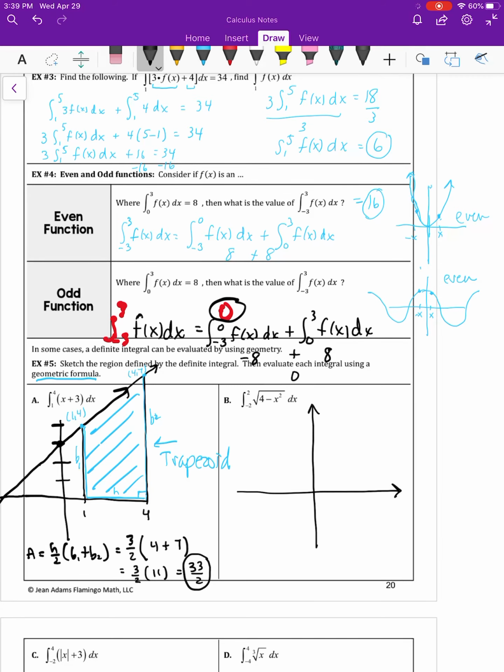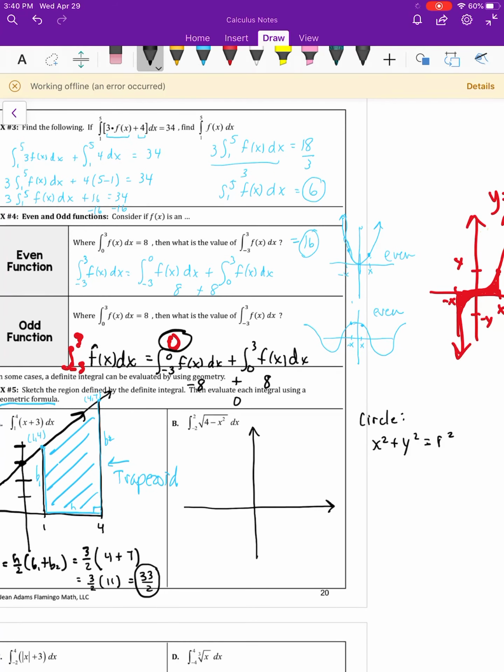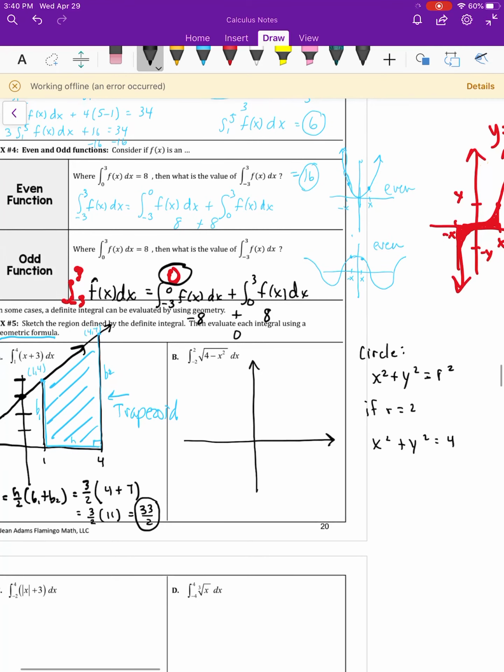All right, now this one is a little bit more difficult because you're probably thinking, I don't know what that is, but you actually do know what this is. If I had a circle, the equation of a circle is x squared plus y squared equals r squared if it was centered at 0, 0, right? And so let's say r is 2. It would be x squared plus y squared equals 4, okay, if r is 2.